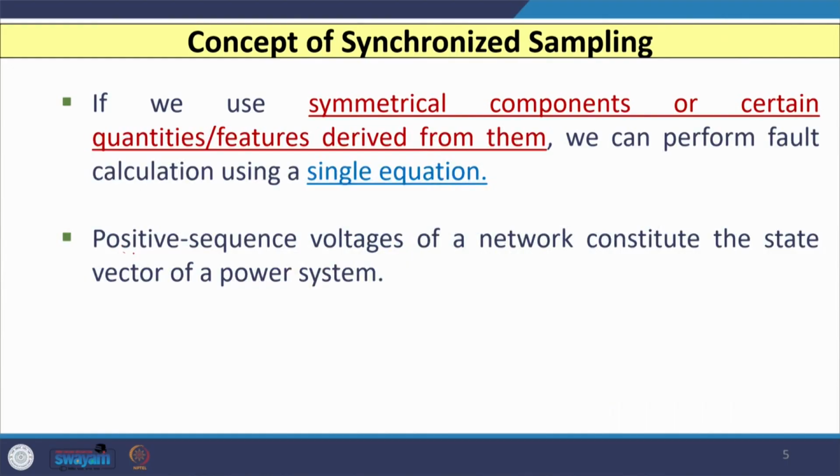The positive sequence voltages of a network constitute a state vector of the power system, and by monitoring that we can say whether the system is stable or whether some emergency, transient or dynamic condition is going to occur in the system or not.